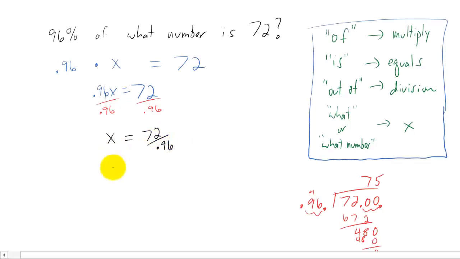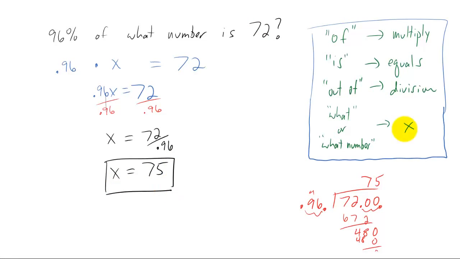To do this problem, you just work out the long division. You can check my work over here. I got that x is 75. Let's make sure that makes sense. 96% of 75 is 72. I think that does make sense, so I'm going to box it up and call that an answer. Let's try one more.